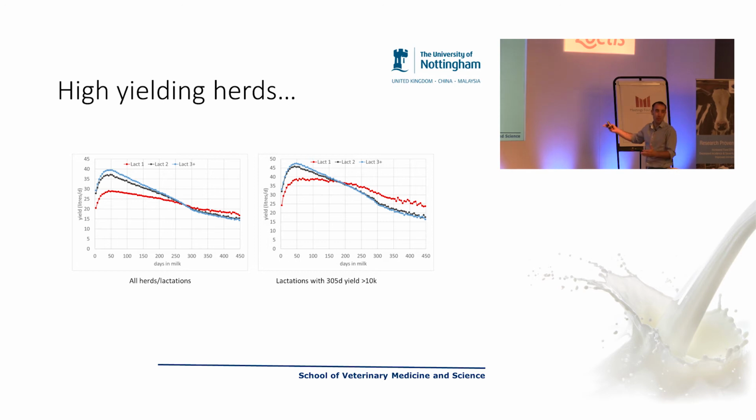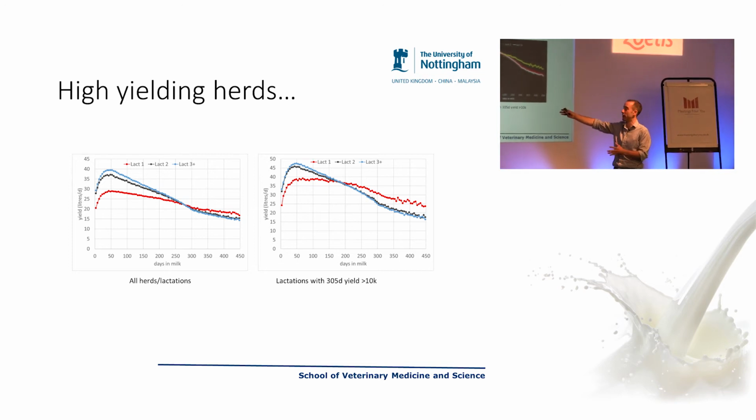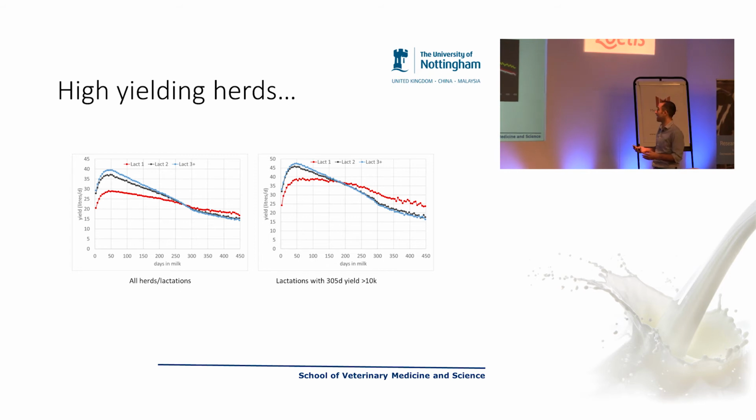Absolutely critical to look at lactation curve in your own herd. So these two, the left-hand one here is the one that I showed at the start. That's all the herds in that set of data. The right-hand one here is lactations with a 305-day yield of greater than 10,000 litres, so what would count as fairly high-yielding lactations in a UK context.